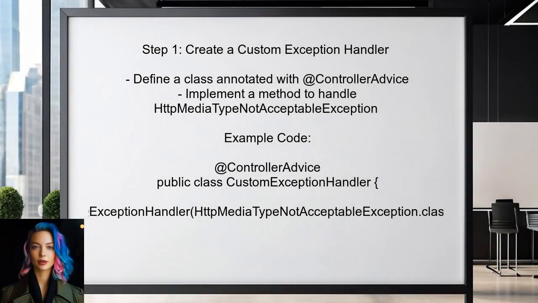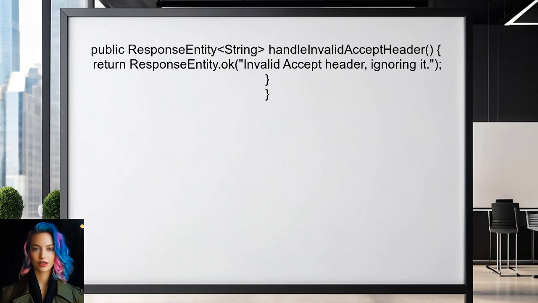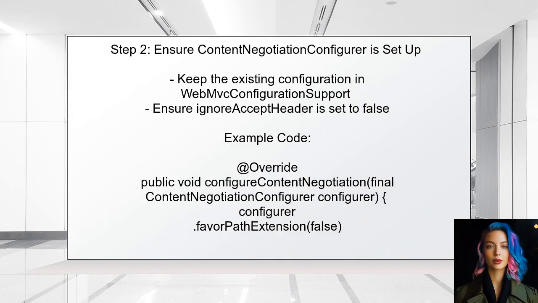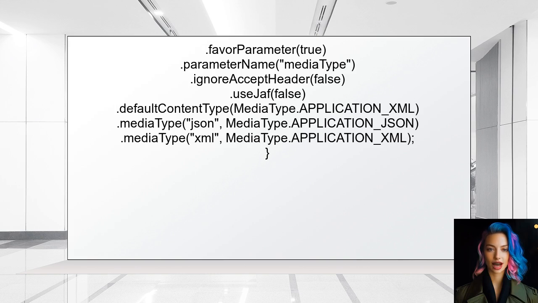To address the issue with the invalid accept header, the user can create a custom exception handler. This handler will catch the HTTP media type not acceptable exception and allow the application to respond gracefully instead of redirecting to the error page. Next, the user should ensure that the content negotiation configurer is set up correctly. Since the user cannot set ignore accept header to true, they need to make sure the custom exception handler is in place to handle any invalid headers.